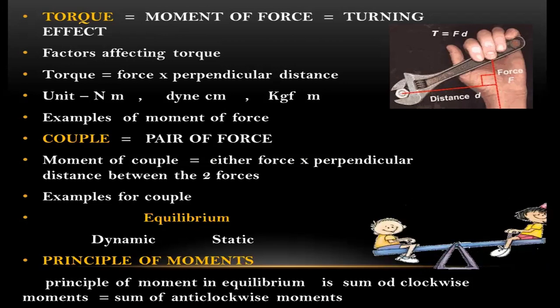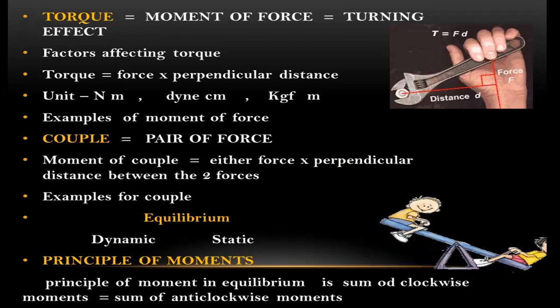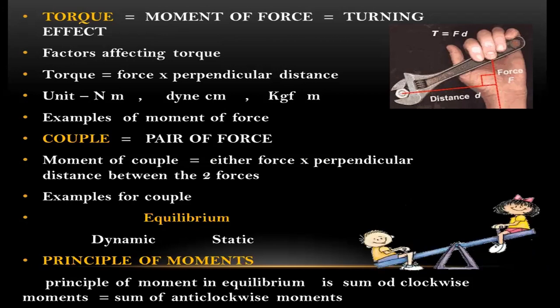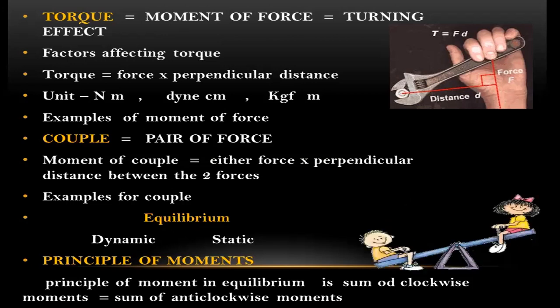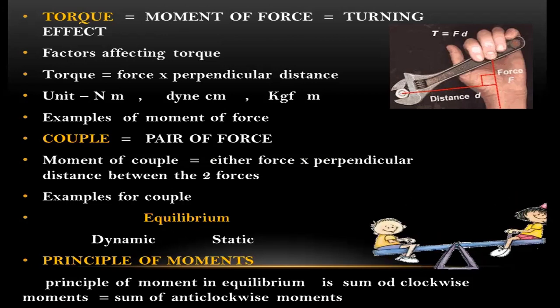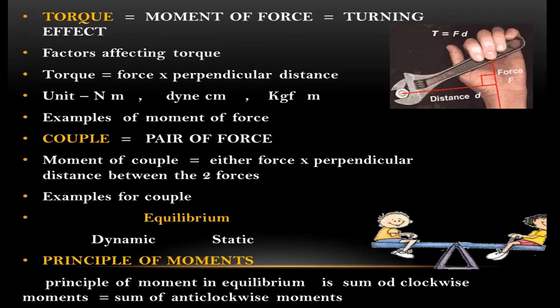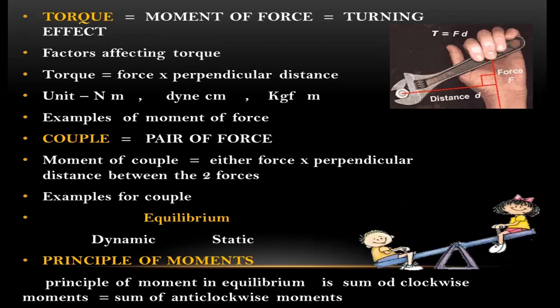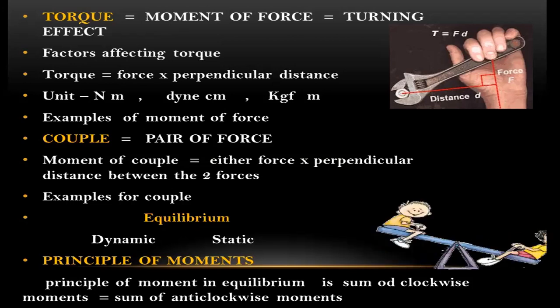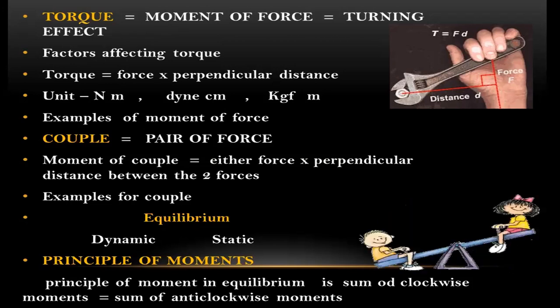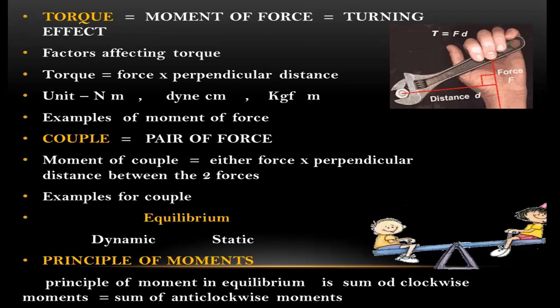So there are two types of equilibrium. One is dynamic equilibrium and the other is static equilibrium. Static equilibrium is when, no matter how many forces act on a body, the body remains in the state of rest. Dynamic equilibrium is when, no matter how many forces act on the body, it continues to be in the state of motion. So these are the two types of equilibrium, static and dynamic.